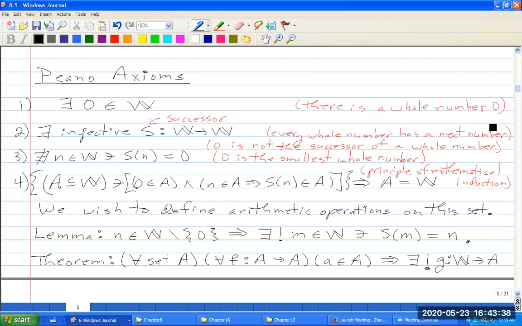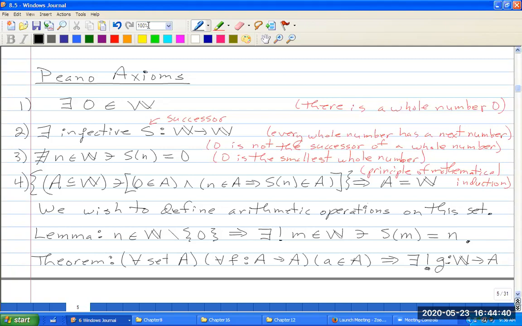This function will be called the successor function, meaning that every whole number has a next number. So 7 is followed by 8, 15 is followed by 16. So there exists this successor function. Next, there does not exist a whole number n such that the successor of n is 0. So 0 is not the successor of any whole number, meaning that 0 is the smallest whole number. The successor of 0 is 1, but there is no number whose successor is 0. It would have to be -1, but that's not a whole number. If you have any number like 54, the successor of 54 is not 0, it's 55.